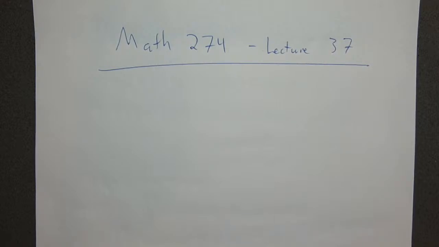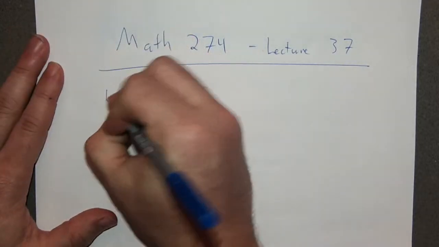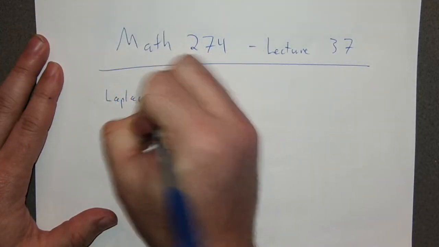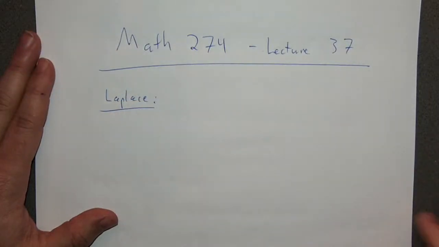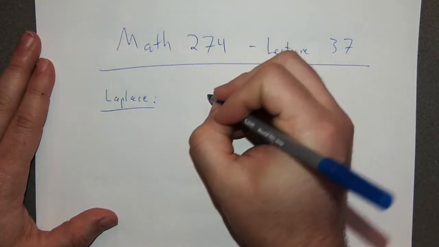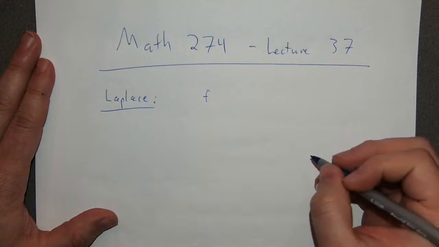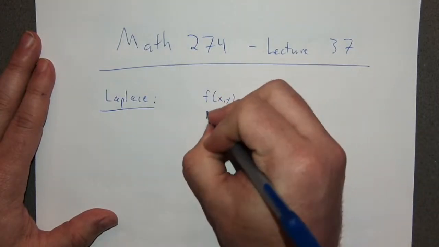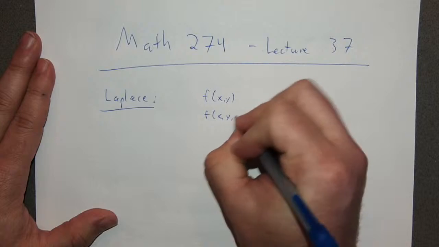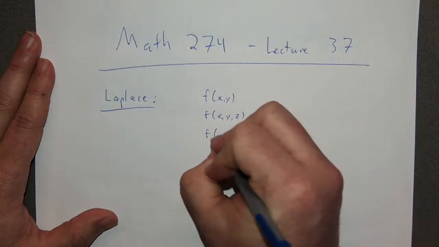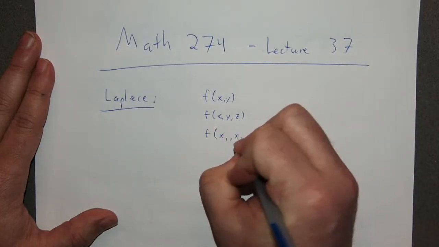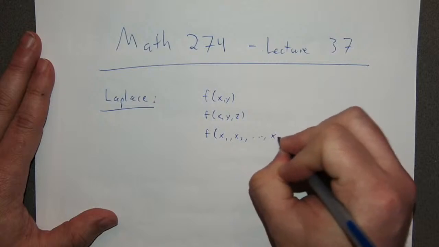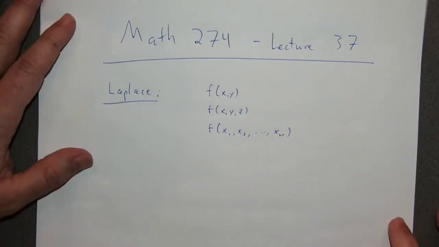So there's a little bit to tidy up with Laplace. We were talking about Laplace at the end of class last time, and I had defined this Laplacian. If I have a function, you can define this whether it's a function of two variables or a function of three variables or even a function of n variables. It doesn't matter. You can define the Laplacian.